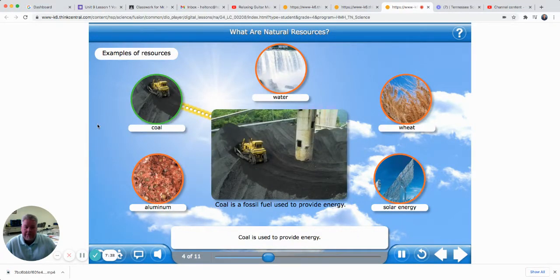Coal is used to provide energy. Like oil, it's a fossil fuel. It can take thousands or millions of years for fossil fuels to form. That's a very long time. Because it takes so long to form, coal is definitely a non-renewable resource.